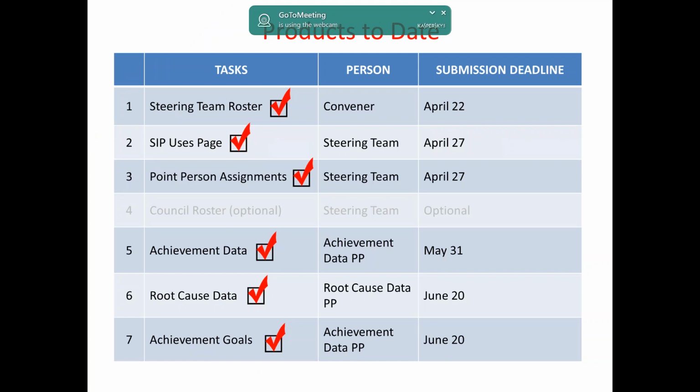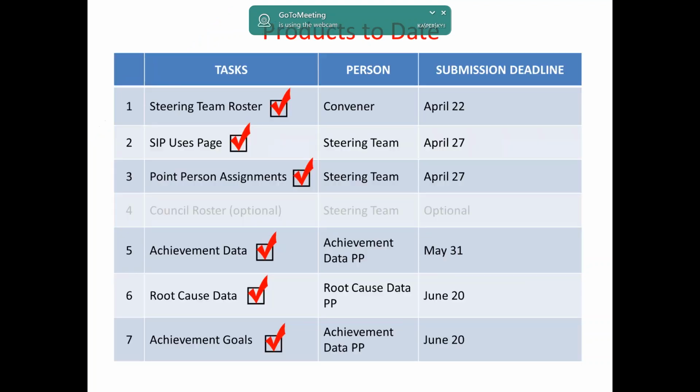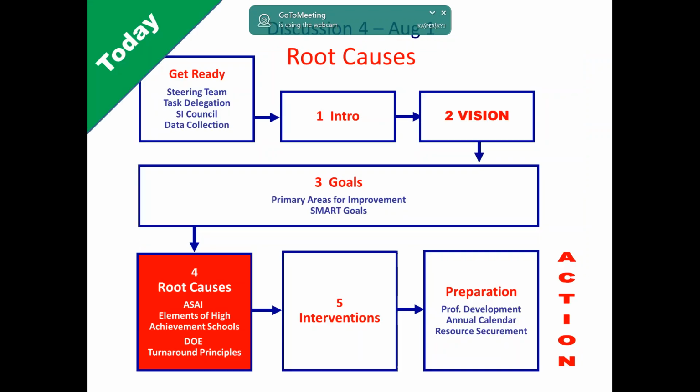Today we're looking at root causes. Whoops, let me go back. Today we're looking at root causes, and what we're trying to figure out is for each of those SMART goals, what's getting in the way of students being able to reach those goals. So here's where we are so far, and here's the products that we have. So we added one more product, the achievement goals, and so you're coming in with this work done and with these products ready to put into your school improvement plan.